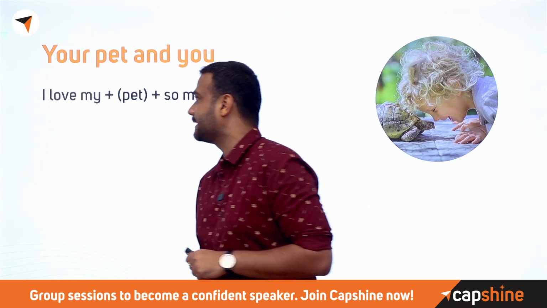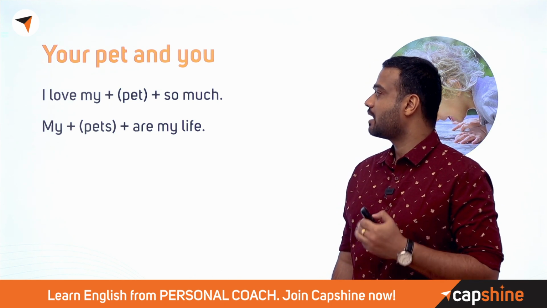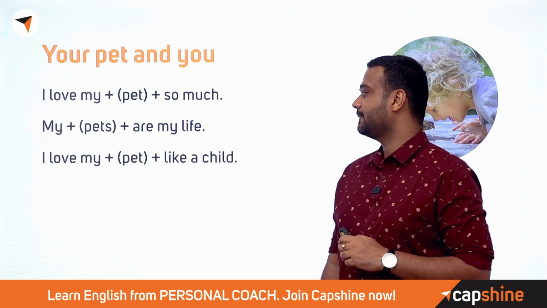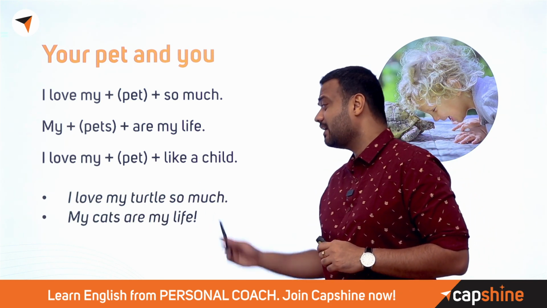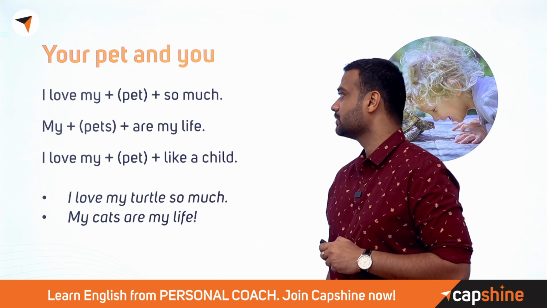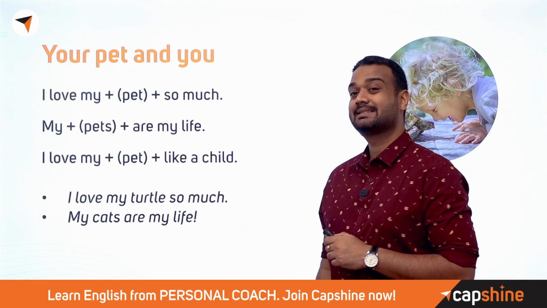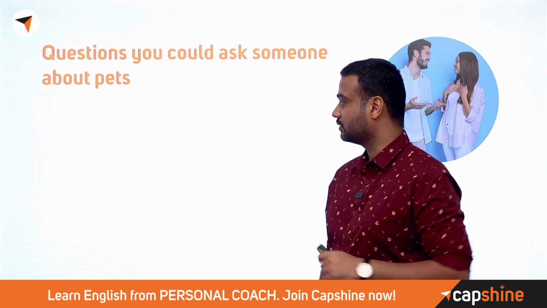Let's talk about your pet and you. You could say, I love my pet so much, where you insert the name of the pet itself. My pets are my life. I love my pet like a child. Let's see how this plays out in a conversation. I love my turtle so much. I love my cats, or rather, my cats are my life, to show how much you like your animals.